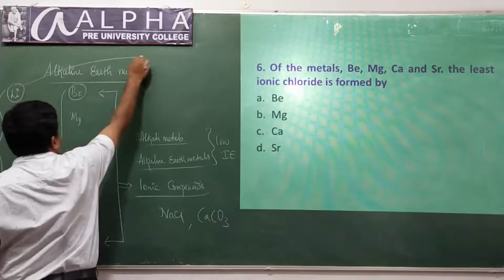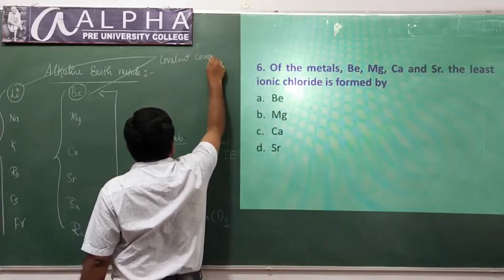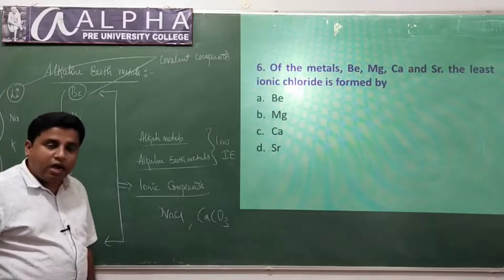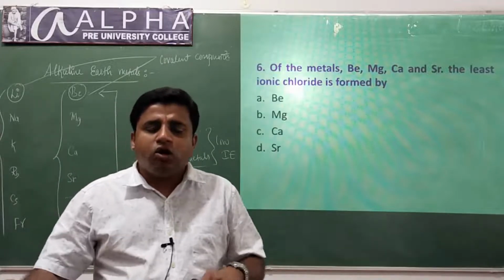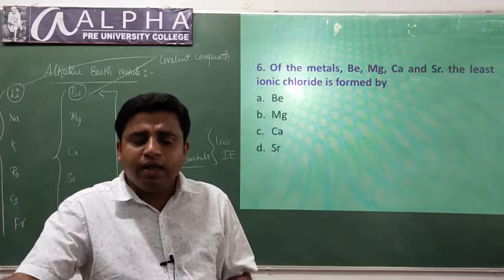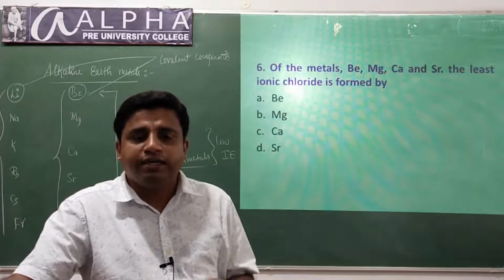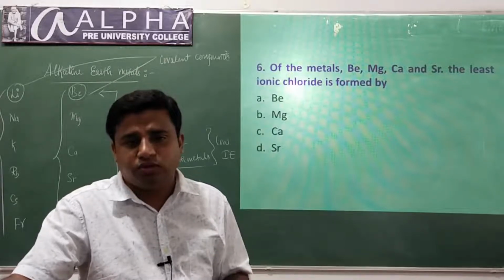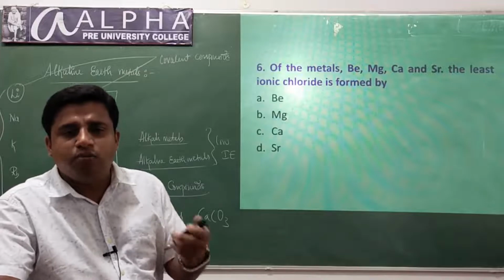Because lithium and beryllium, these two elements, form covalent compounds. They form what? Covalent compounds rather than ionic compounds. This is what we call anomalous behavior of lithium and anomalous behavior of beryllium. Please note this. All alkali metals and alkaline earth metals, since they have low ionization enthalpy and high atomic size, should form ionic compounds. But there is an exception. What is that exception? Lithium and beryllium are the exceptions, wherein they don't form ionic compounds, they form covalent compounds, which you study in anomalous behavior of lithium and anomalous behavior of beryllium.